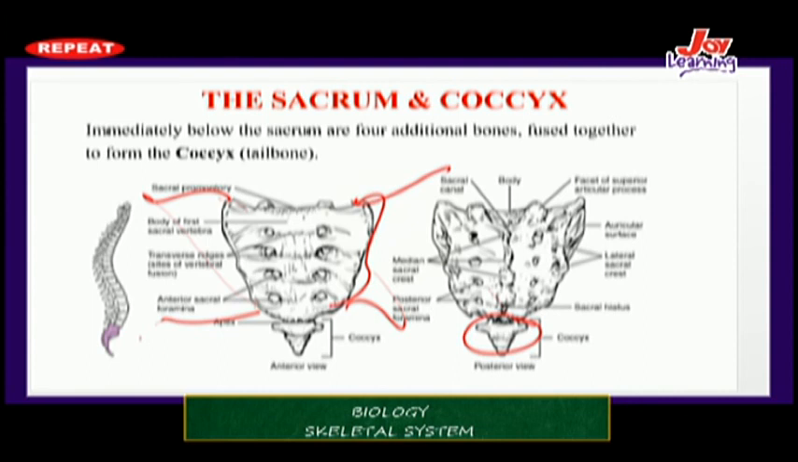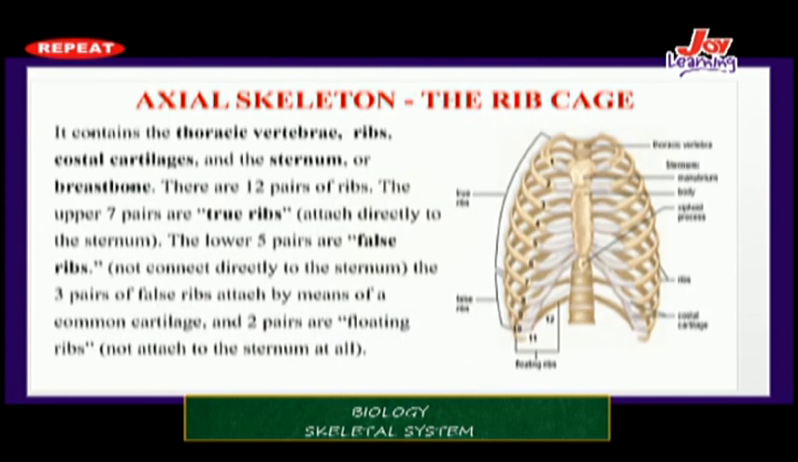Before I take a break, let me also take a look at the axial rib cage, where we have these bones. In the rib cage, we have what you call the thoracic vertebrae, which are the bones within the vertebral column in the thoracic region. Then you have the ribs, the costal cartilages, and then the sternum, or what is popularly called the breastbone.